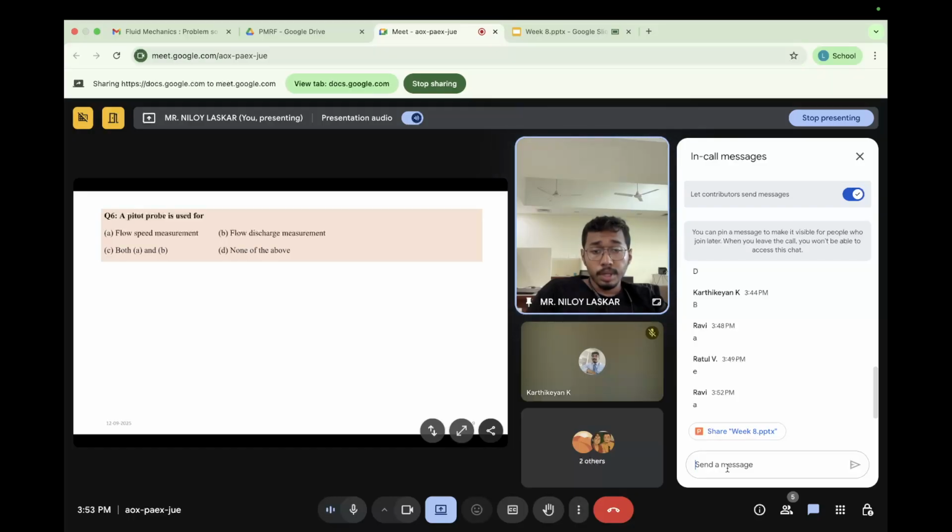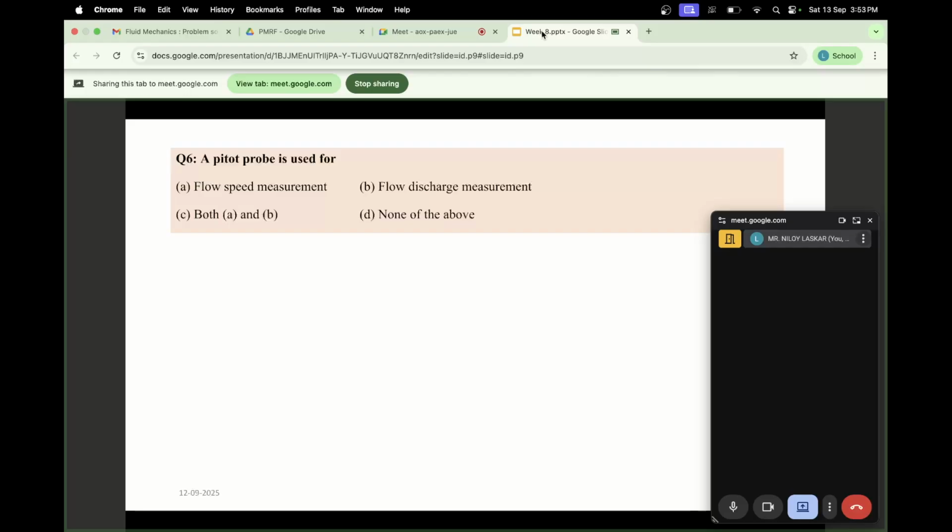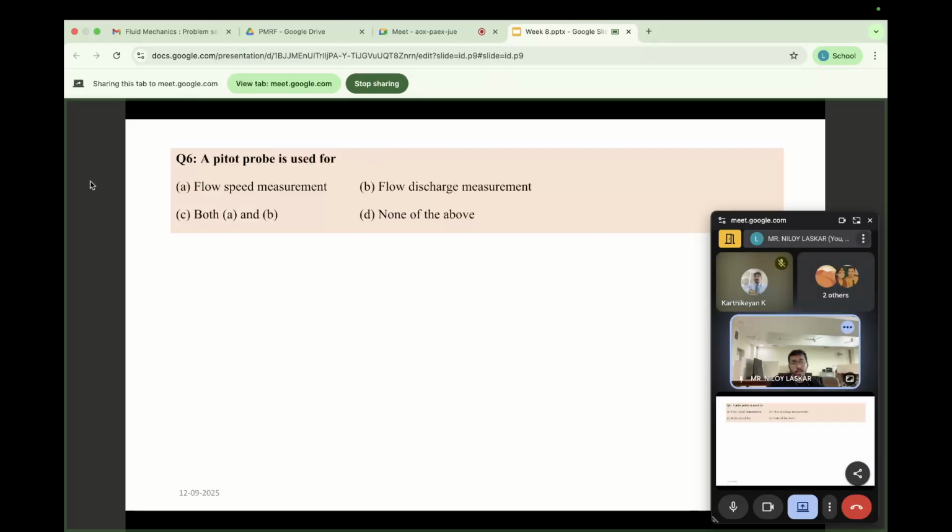So Ravi, option A. The previous answer you understood, Ratul and Ravi, I hope so. So this is the situation where this pitot probe or pitot tube is used for what? Ravi has already answered the same answer. Yes, option A is the correct answer.